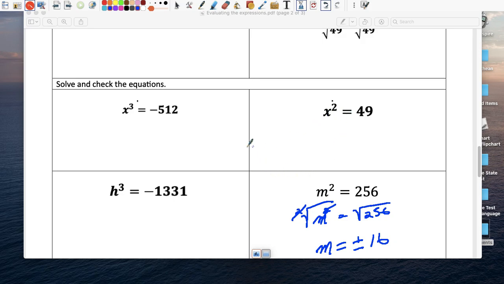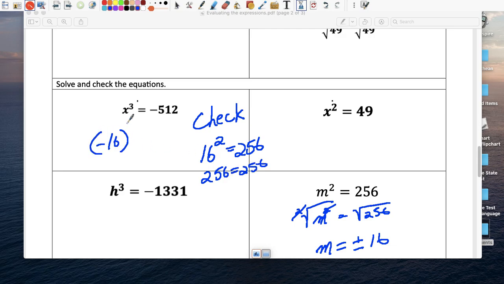So, do your check. Your check says, hey, see if it's true. Take 16 first, the positive or the negative. Well, I'm taking the positive, square it, see if it equals 256, and indeed it does. Then take negative 16, make sure you put it in parentheses. Take it to the second power, and does it also give you 256? Yes, it does. So the solution to this equation, m equals plus or minus 16.